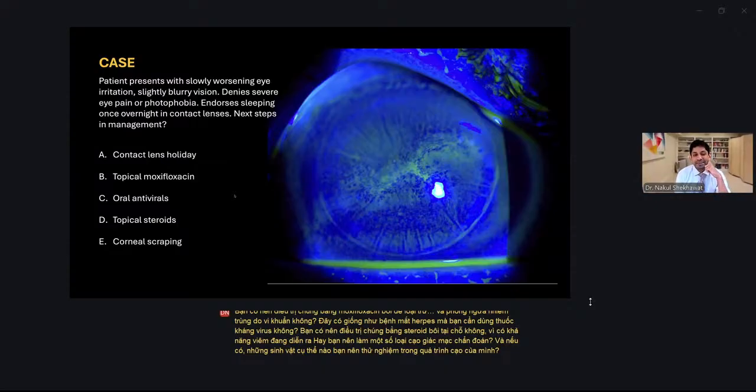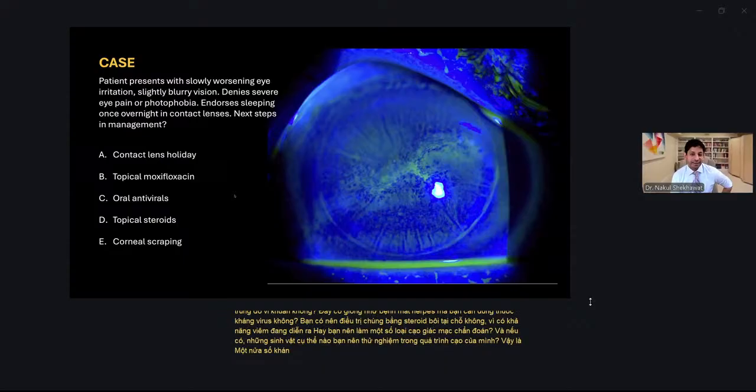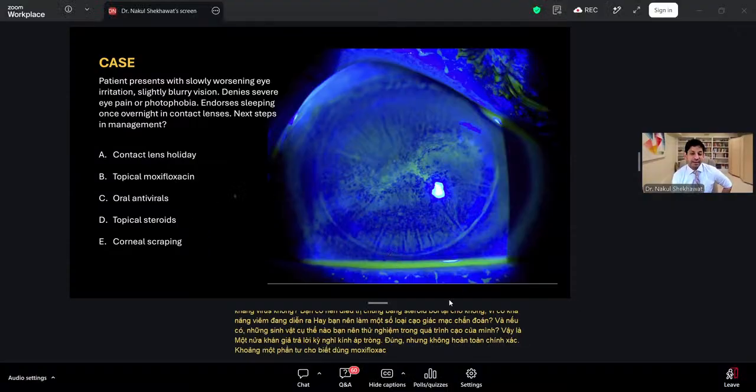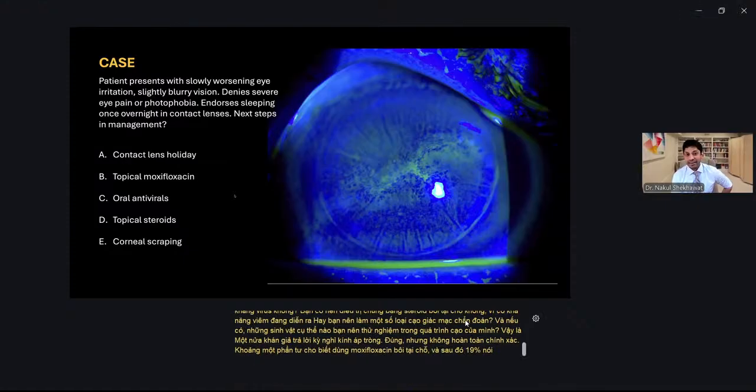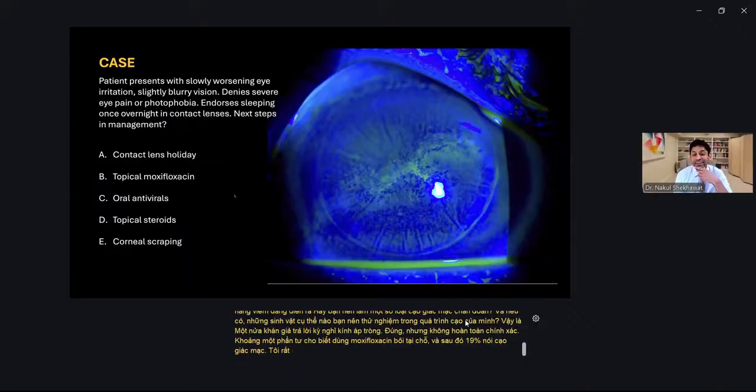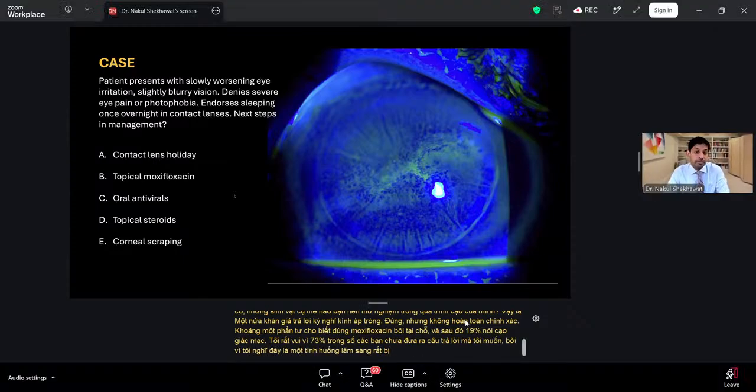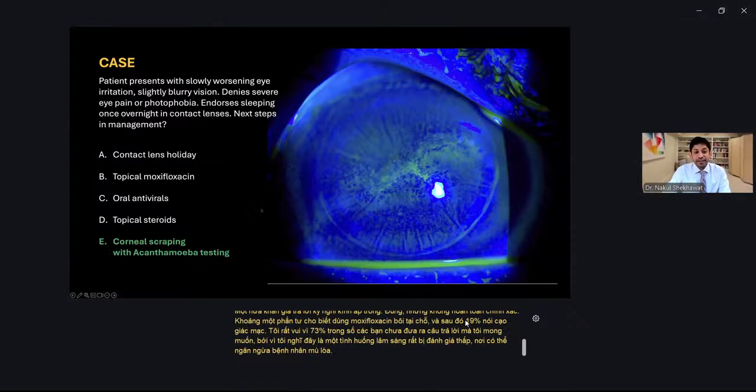So half the audience answered contact lens holiday, which is correct, but not fully correct. About a quarter said topical moxifloxacin, and then 19% of you said corneal scraping. I'm glad that 73% of you are not giving the answer I would have given, because I think this is a very underappreciated clinical situation where you can stop a patient from going blind. So this is acanthamoeba keratitis at the epithelial stage of disease.